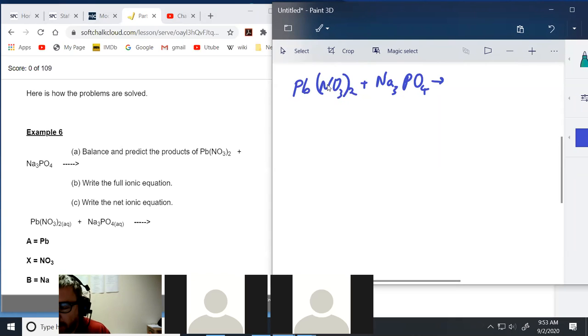So what I'm saying here is you've got lead, which is a cation, nitrate, which is an anion, sodium's a cation, and phosphate is an anion. So what happens here is the Pb combines with the PO4 and the Na combines with the NO3. So that's the basics of what's going to happen here. So what we should do is draw out pictures of these along with their charges so we can figure out exactly what's going on.